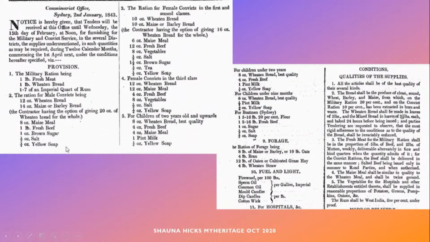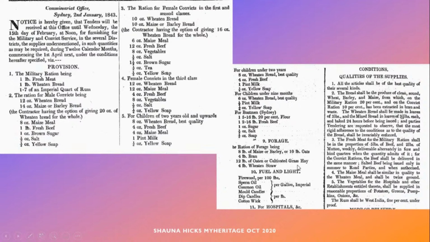So the female convicts, there were different classes depending on what kind of work they were doing, and that then depended on what kind of rations they got. Children 2 years and older were also listed in these rations, and obviously not convicts, but the children of convicts, but they had to be supported because their mother usually was still on the convict list. And children under 2 years, you find even they get a quarter ounce of yellow soap, and under 9 months. It's really quite detailed.